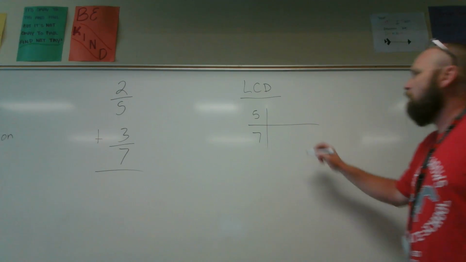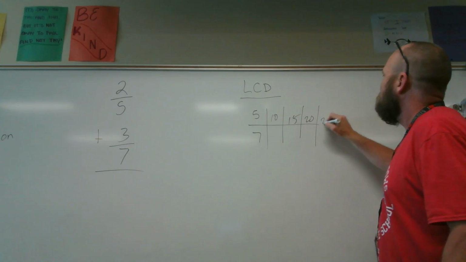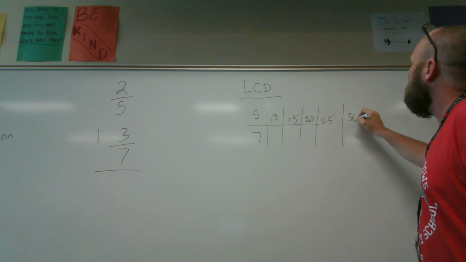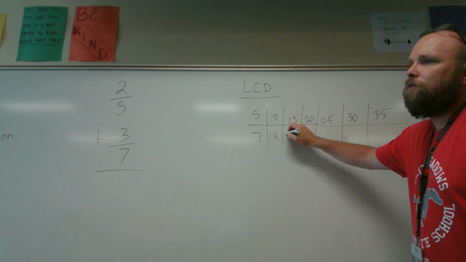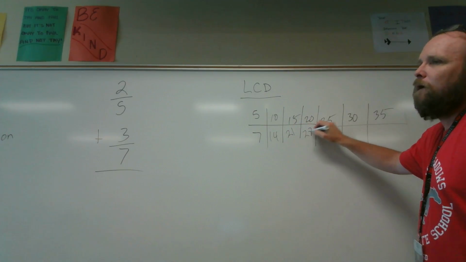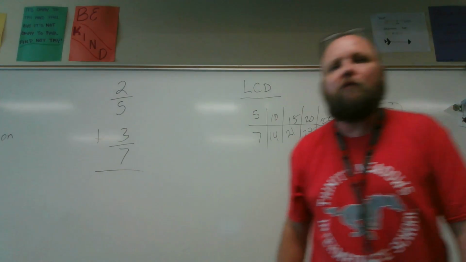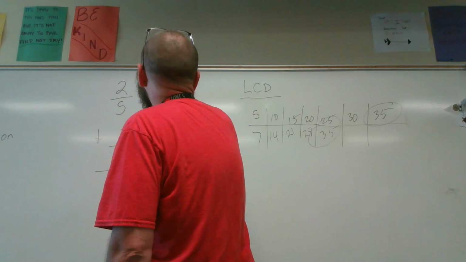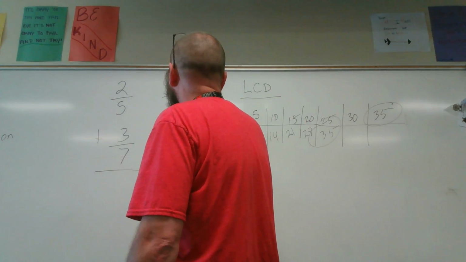35. Let's check. 5, 10, 15, 20, 25, 30. 35 is what he says. 7, 14, 21, 28, 35. Boom! Shakalaka! There it is. So he's got us a common denominator of 35.